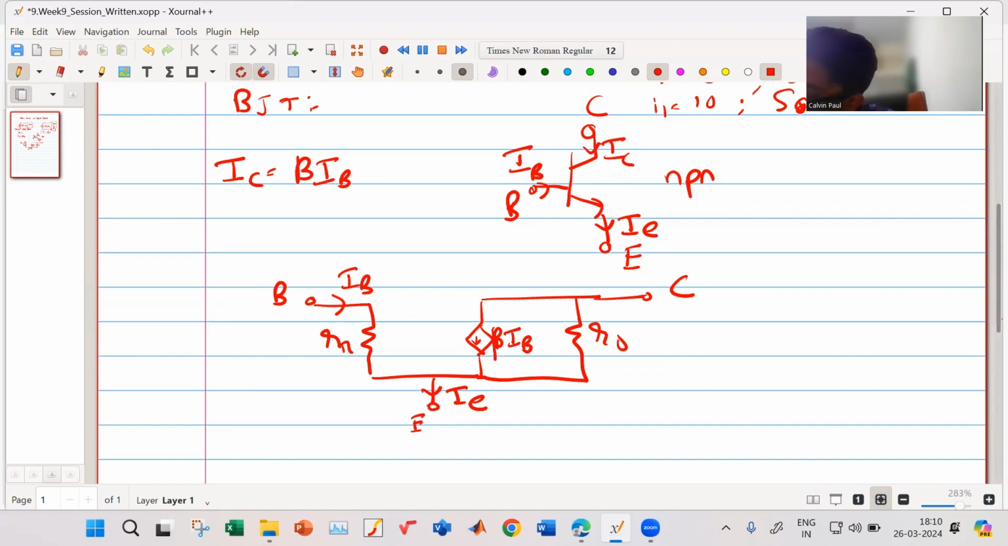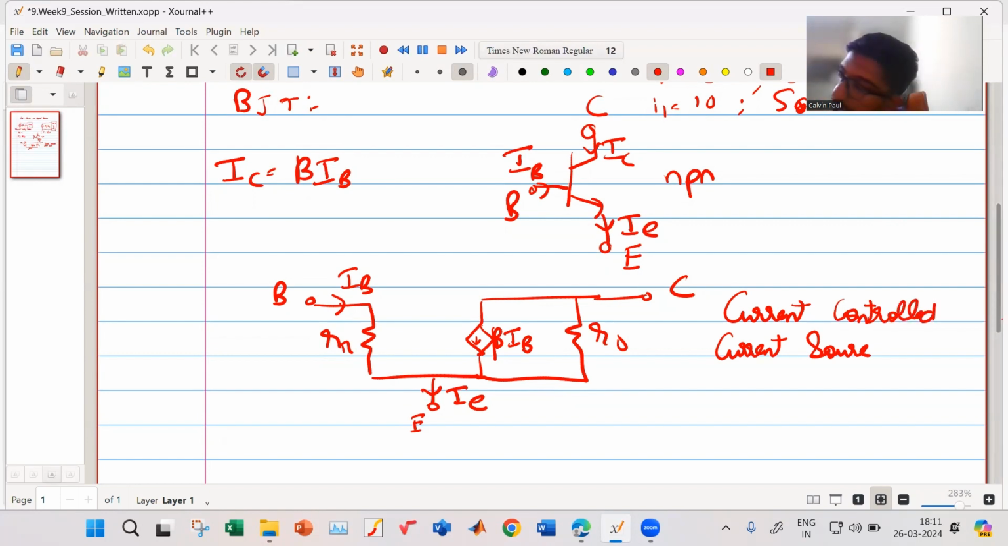So this current is your IB, and the current over here in this branch is beta times IB. So is this a current source or voltage source? Current source. This is a current source, and it is actually a current controlled current source. There is a current which is controlling it, right? IB is the current which is controlling it. So it is a current controlled current source. This is for a BJT.